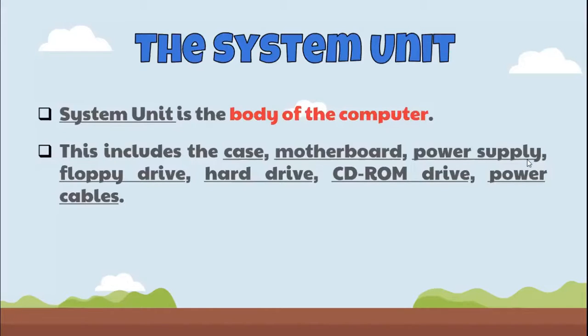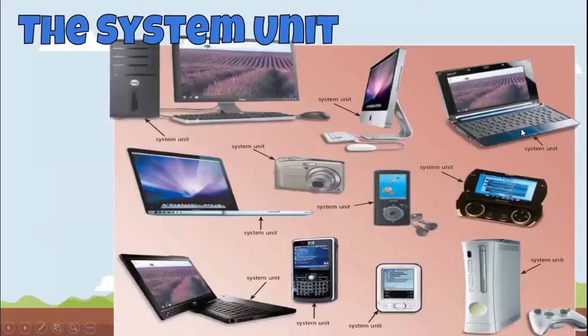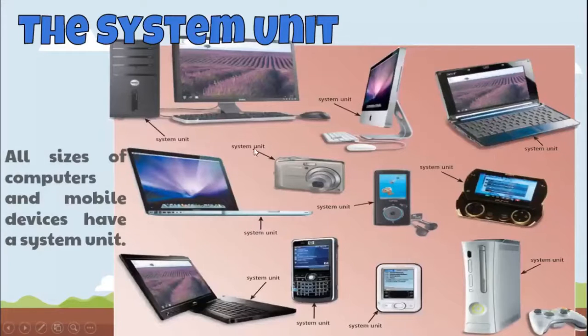Okay, let's continue. And don't forget, the system unit is not the CPU. CPU is the central processing unit. All sizes of computers and mobile devices have a system unit. If you think about this camera, yes, it has a system unit. And this is also a system unit, and it has some motherboard, some memory, and other things, okay? And all things here are system units.